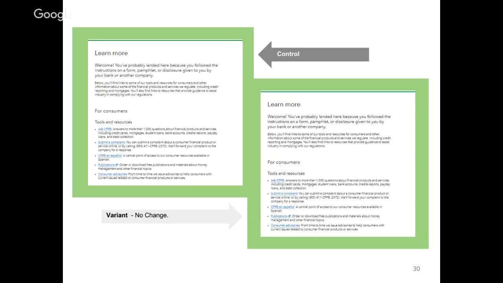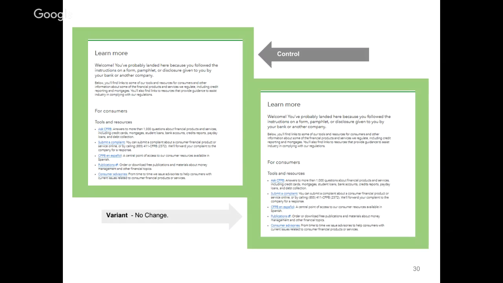So we did this. We took one of our pages. We had the control being this learn more page. The variant was the exact same page. And we ran this AA test. And I guess you can see it as half a calibration of your tool to make sure that it's working correctly, but half a piece of making sure that you're using it correctly.